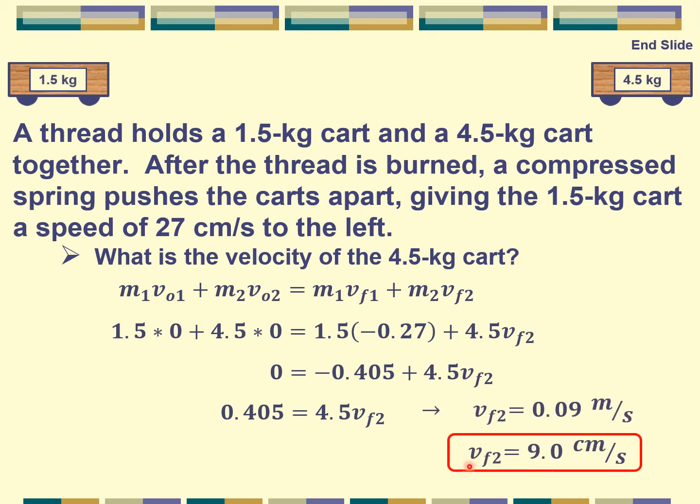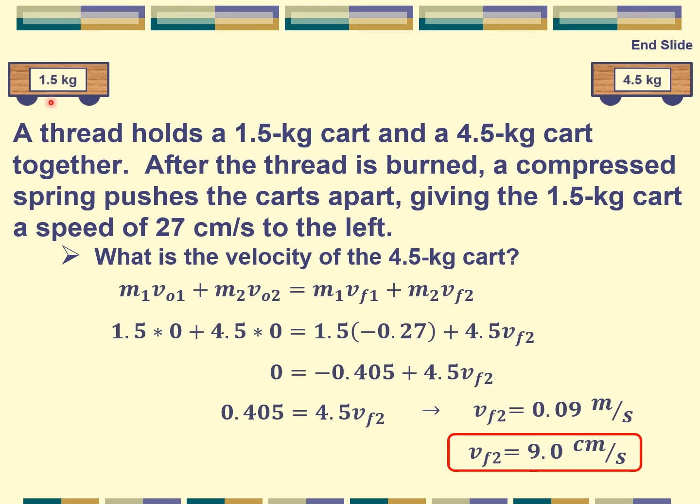Now what you notice is the final velocity of the second car is going to be 9 centimeters per second. If you think about conservation of momentum, the momentum initially was 0 because neither car was moving. So the momentum after also has to be 0. So if the first car has a momentum that is 1.5 times 27 centimeters per second, you can figure it out mathematically, but think about it like this.